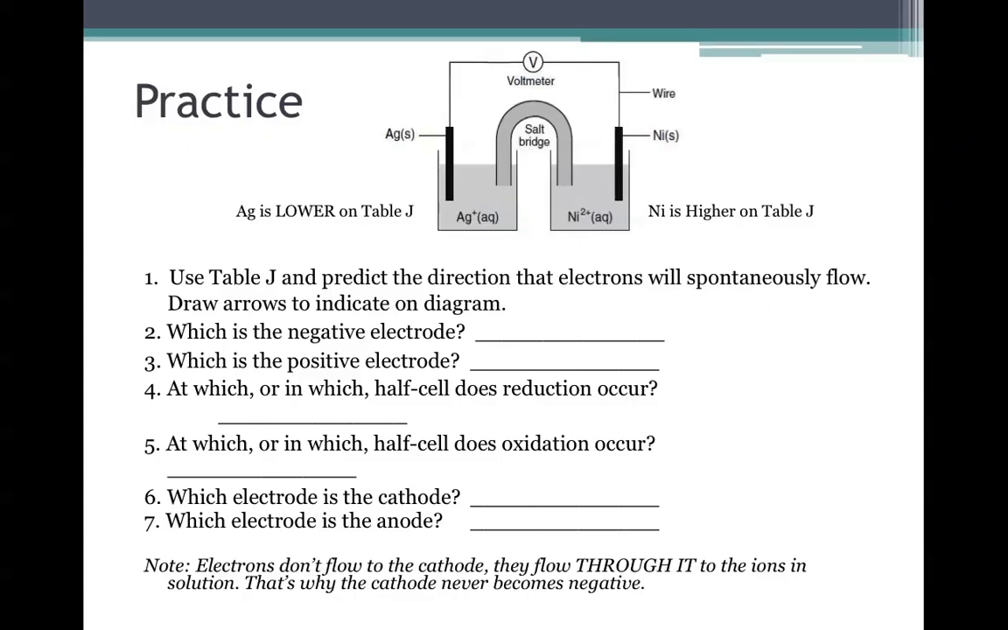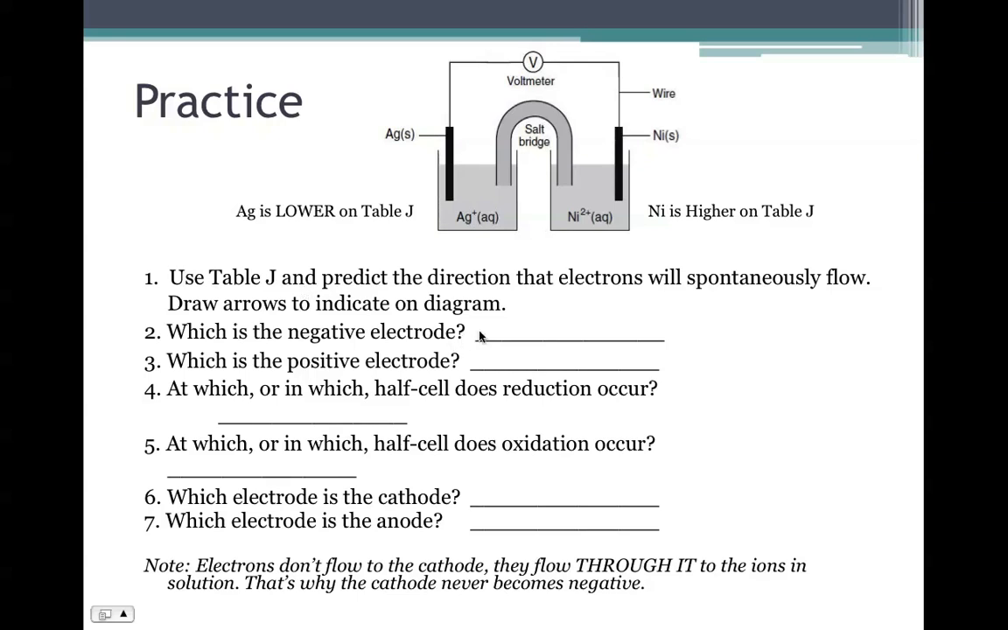All right, so we're going to practice a little bit. This is a common diagram. I've already started to figure out by using table J that Ni is higher on table J and Ag is lower on table J, which are two very important hints for answering these questions. So using table J, we're going to predict the direction of electrons that will spontaneously flow and draw the arrows to indicate on the diagram.